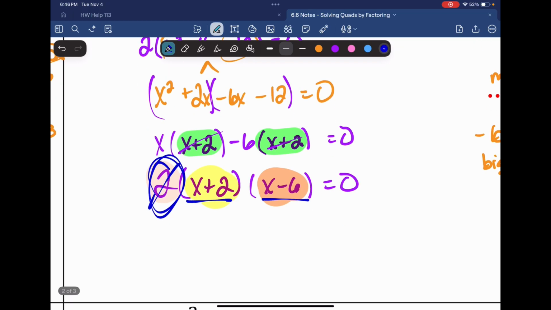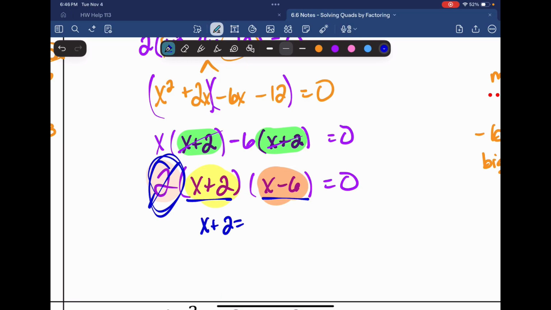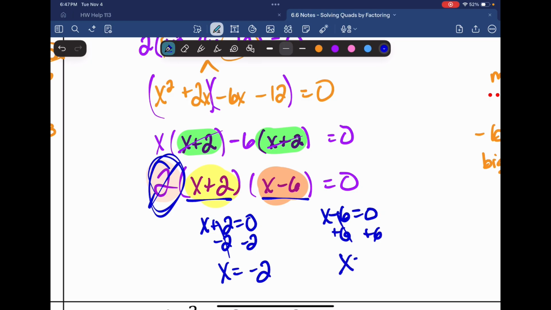X plus 2 has a variable. It has a solution. It's negative 2. X minus 6 has a variable. So it has a solution. X equals 6. Your factor has to have a variable to have a solution.